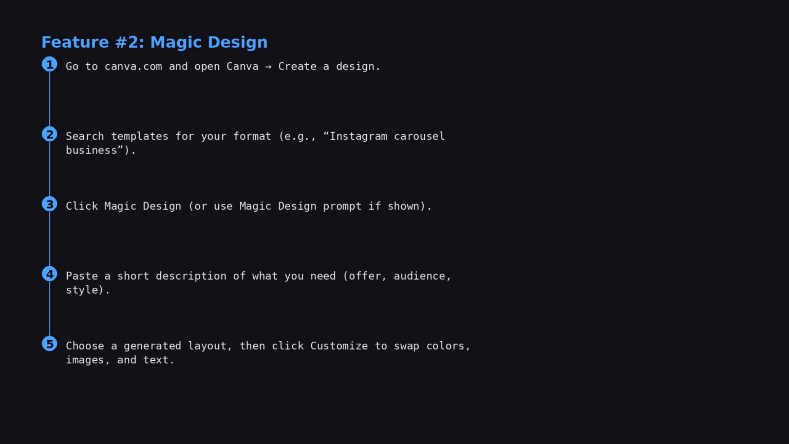Here's the exact workflow. 1. Open Canva and click Create a Design. 2. Choose the format you need. For example, Instagram carousel, flyer, or a pitch deck. 3. Look for Magic Design in the editor or prompt area. 4. Paste a description that includes what you're offering, who it's for, the style, clean, bold, modern, and any must-include elements. Use this template prompt. Create a format for audience. Offer: what you sell.